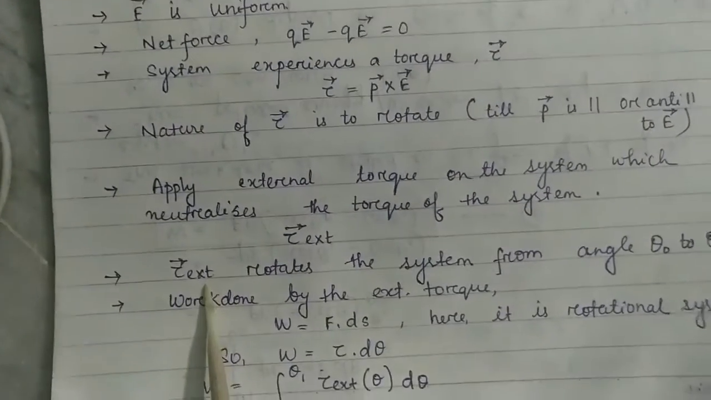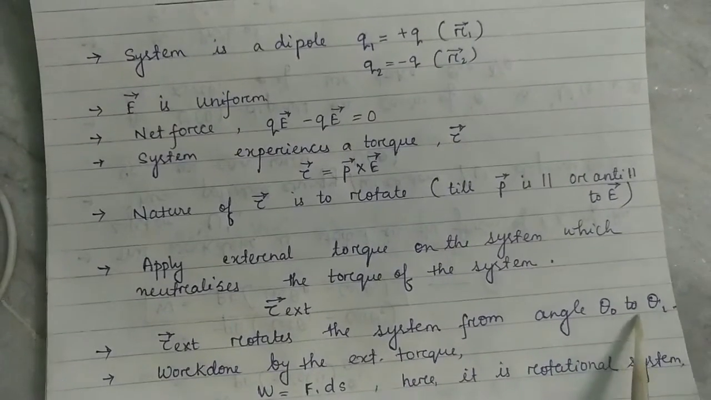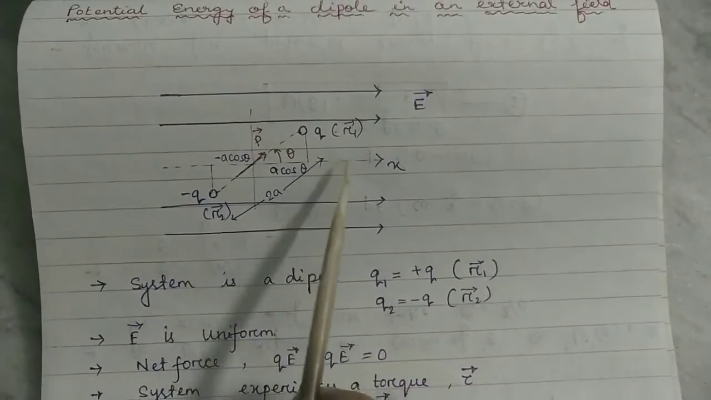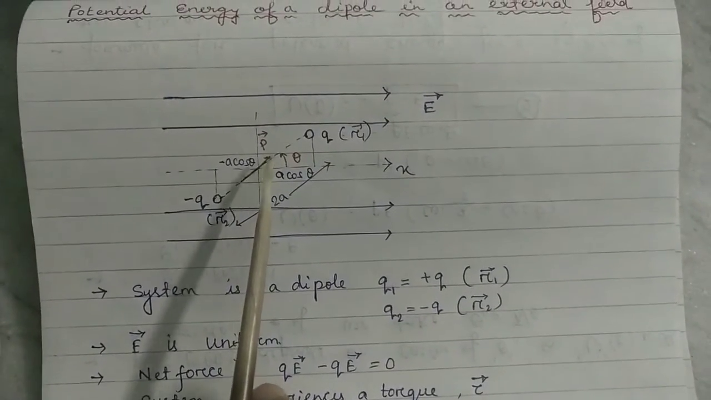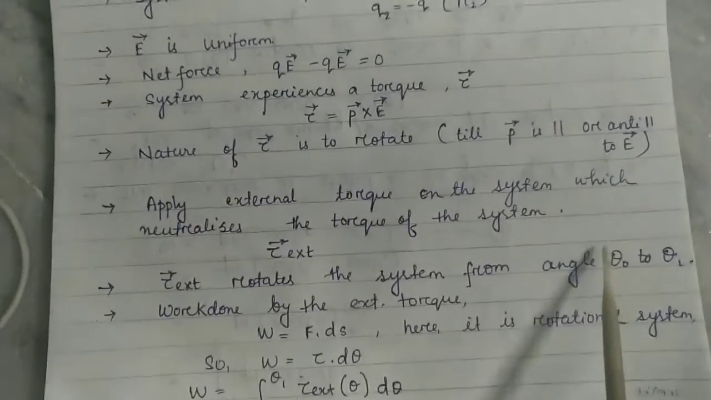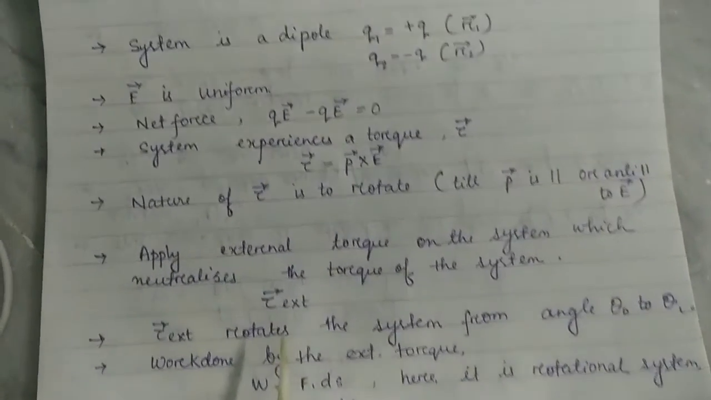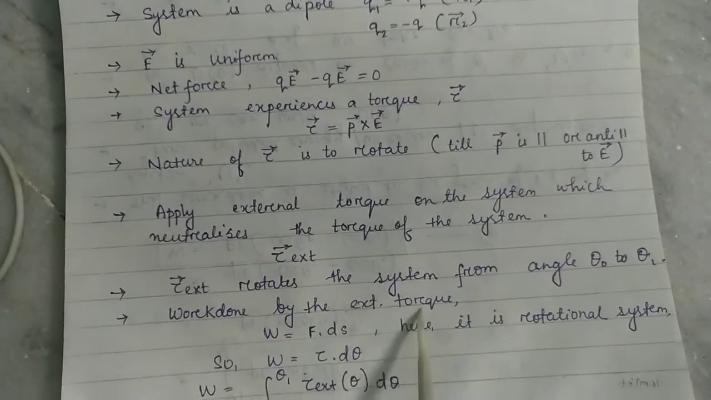Now this tau external rotates the system from angle theta 0 to theta 1. We have taken that when we apply the external torque, the system will be rotated from some initial angle to the final angle. What is the initial angle we have taken? From theta 0 to final angle theta 1. Now we will calculate the work done by the torque. So what will be the work done by the external torque?